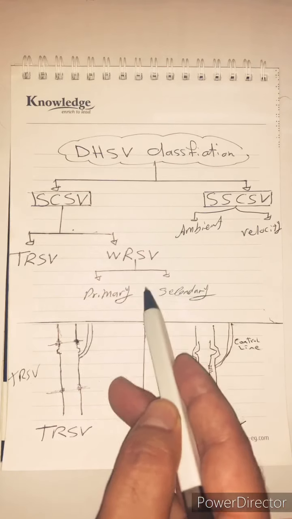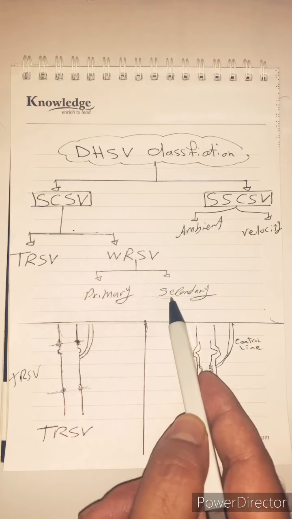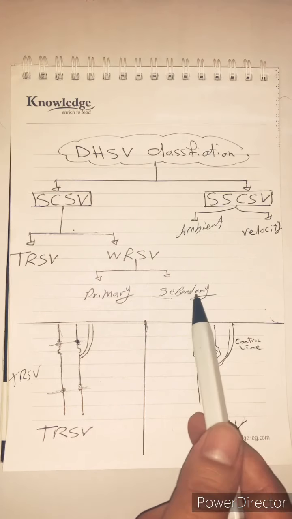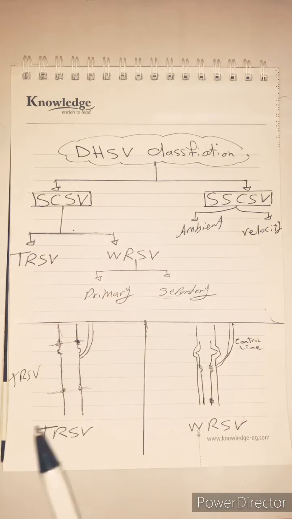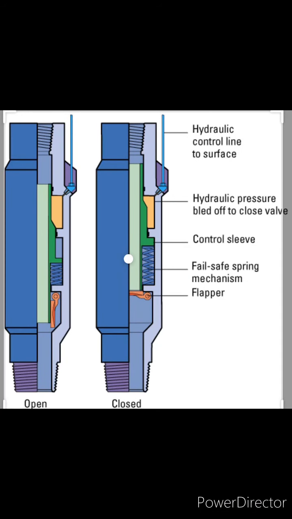Secondly, we will learn when and in which cases to use the secondary subsurface or wireline retrievable safety valve after we know the components and the mechanism of the tubing retrievable safety valve and the primary wireline retrievable safety valve. Both of them have the same mechanism, but differ in dimensions. Let's see the SSSV components before talking about the mechanism.